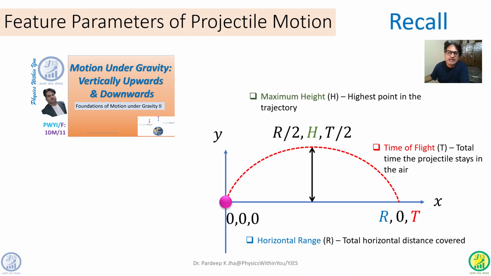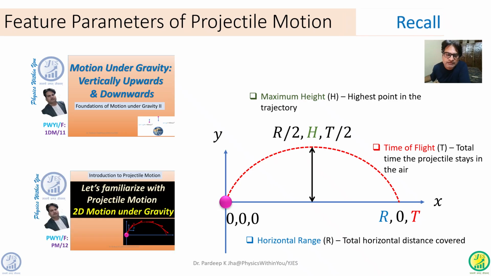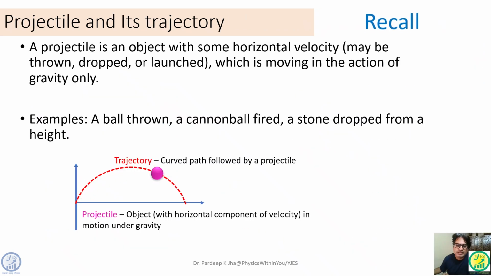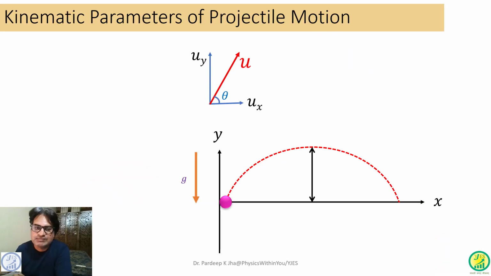All this we have dealt with: the motion under gravity with the vertical upward and downward cases, as well as the informal introduction to projectile motion. If you have not seen those videos, please visit them so that you can understand this in a very clear way. I'm just recapping all the things. A projectile is the object which is thrown. Trajectory is the path covered by the projectile. And there were some kinematic parameters which involve the velocity rules.